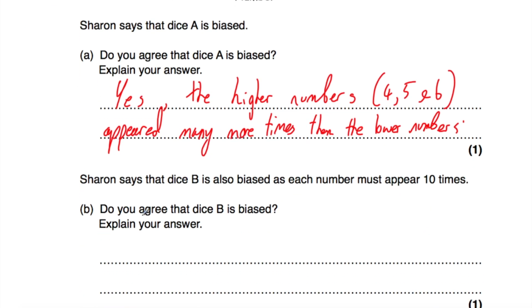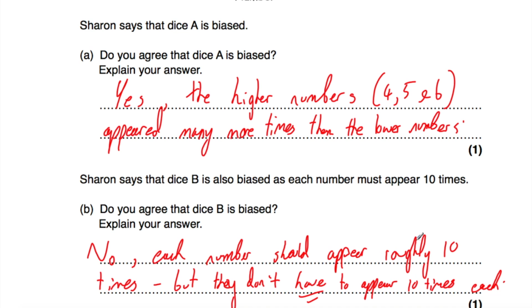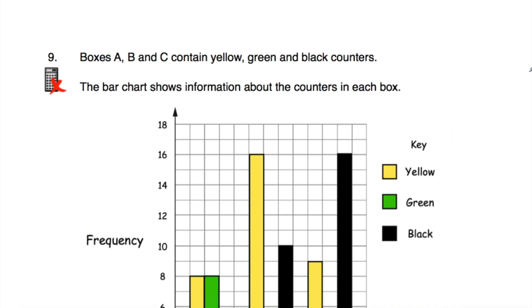Do we agree? No. And I've just written no, each number should appear roughly 10 times, but they don't have to appear 10 times each. You know, if you roll the dice 60 times, you're not going to necessarily get 10 1s, 10 2s, 10 3s, 10 4s, 10 5s, 10 6s, and so on. It just doesn't work like that. Okay, let's look at our next question, question number 9.